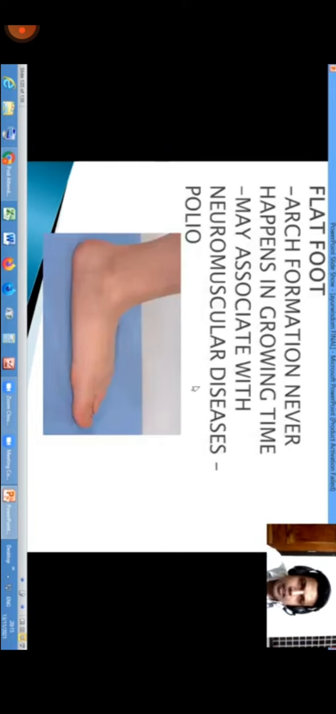And this is flat foot. Arch formation never happens during the growing time. This is the reason for flat foot. Also, there may be cases of adult flat foot that develop after adulthood because of a long-standing job or weightlifting job, where repeated stress on the foot causes flat foot in adults. Arch formation deformity will cause flat-footed children. And also, flat foot may be associated with neuromuscular diseases like polio.